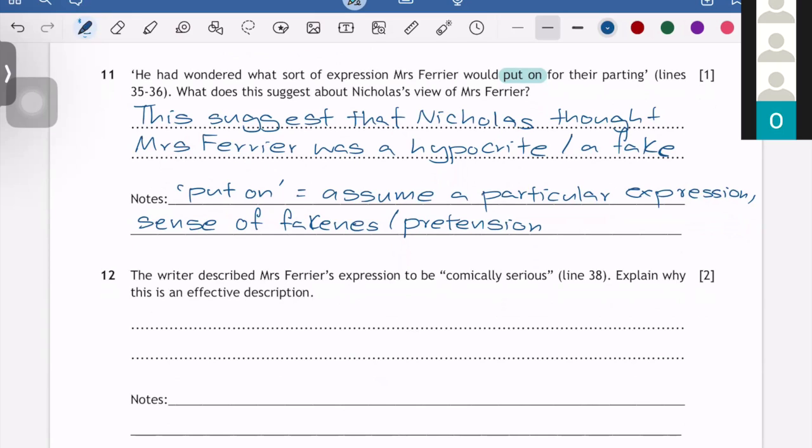Question 12. The writer described Mrs. Ferrer's expression to be comically serious. Explain why this is an effective description. Comically serious, this is a juxtaposition. Juxtaposition is when two things are placed together with a contrasting effect. So an example is like light and day, or city and countryside.